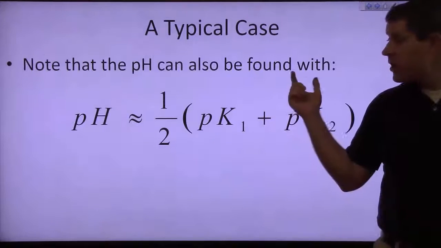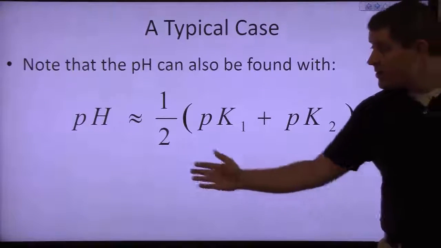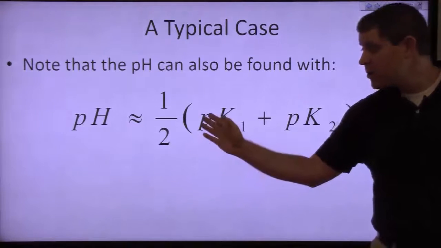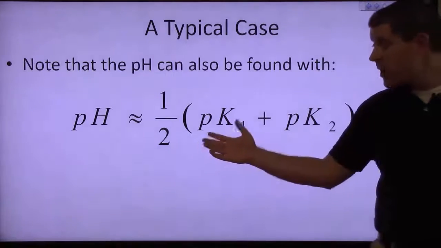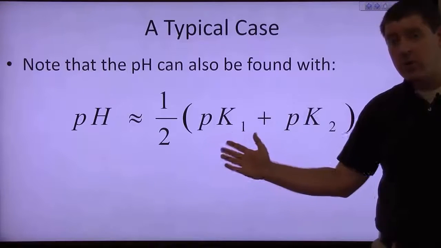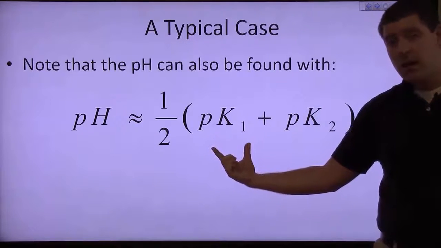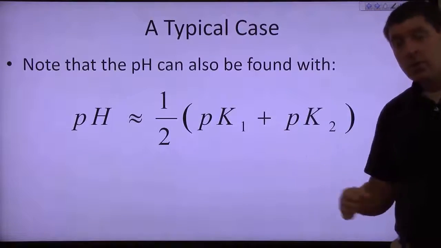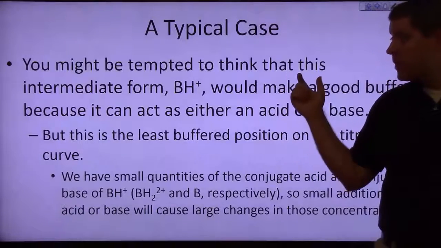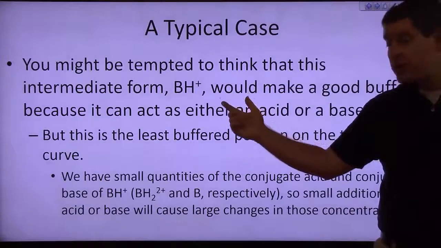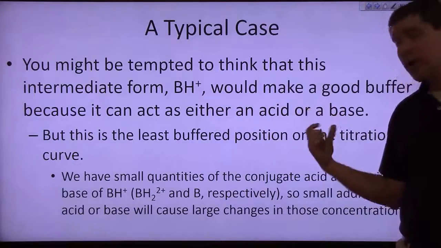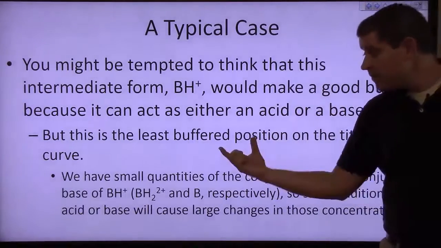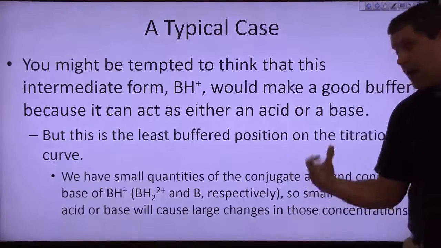Now note that the pH can also be found with this equation. That is, the pH is approximately equal to 1/2 times pK1 plus pK2. In other words, the pH is approximately equal to the average between the pKa1 and pKa2. Now, you might be tempted to think that this intermediate form, BH+, would make a good buffer because it can act as either an acid or a base. But you would be wrong. This is in fact the least buffered position on the titration curve.